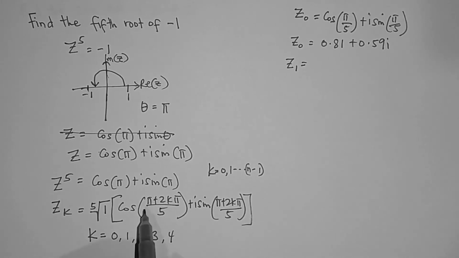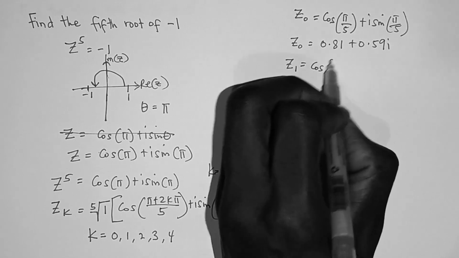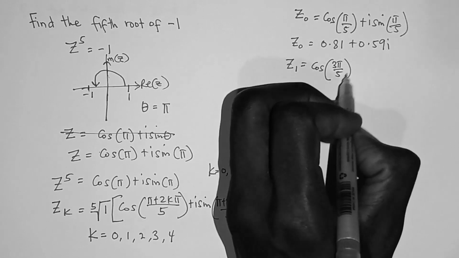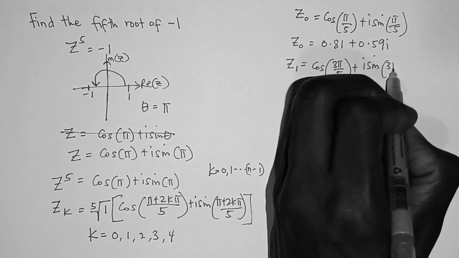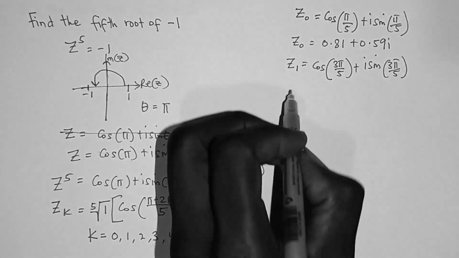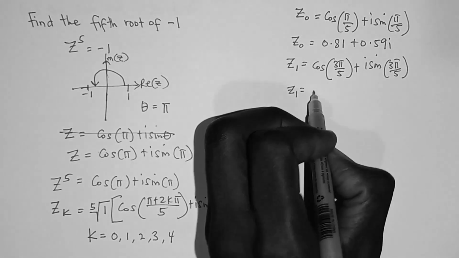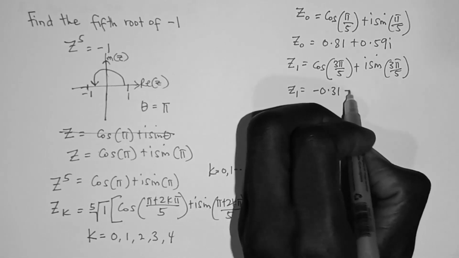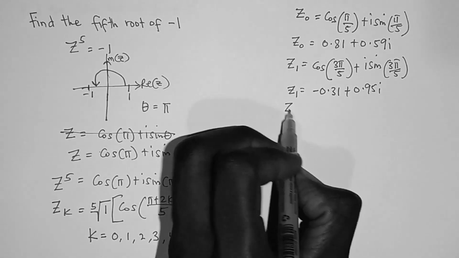So it's going to give us pi plus 2 pi, which will be 3 pi over 5. So it's going to be cos into bracket 3 pi over 5 plus I sine into bracket 3 pi over 5. So Z1 is equal to cos 3 pi over 5, which is minus 0.31, then sine 3 pi over 5 is 0.95 I.